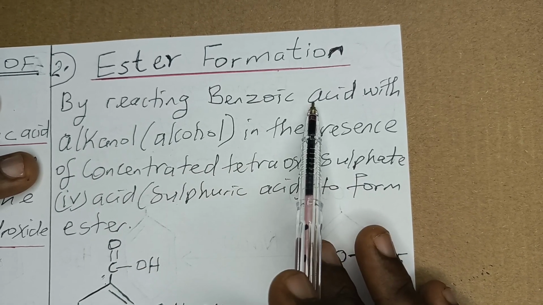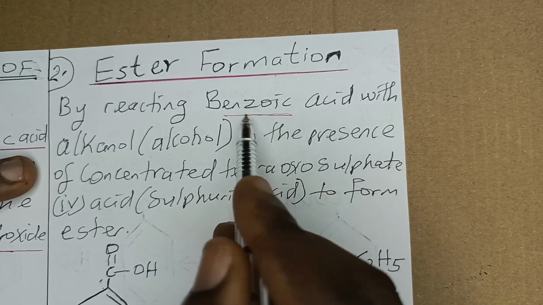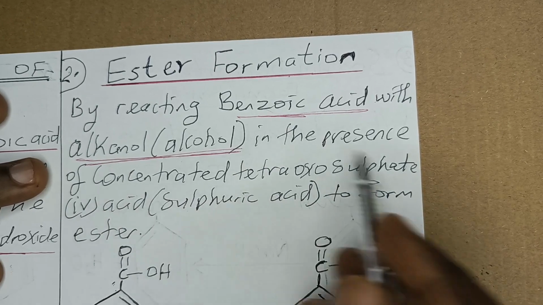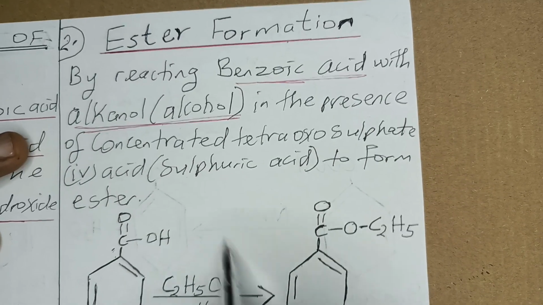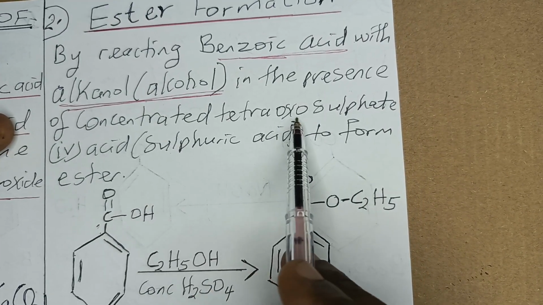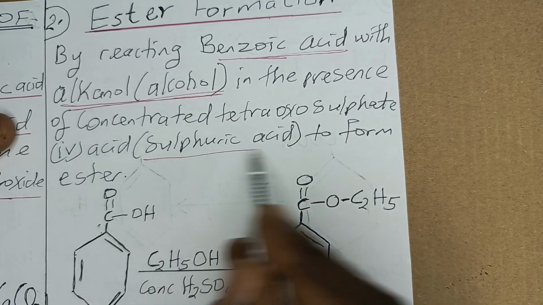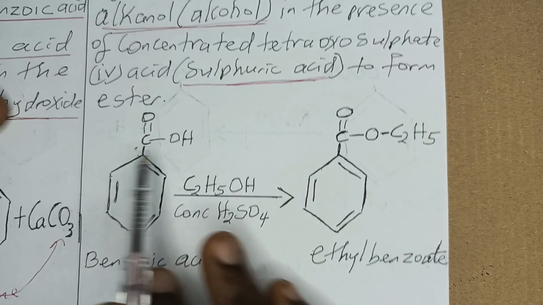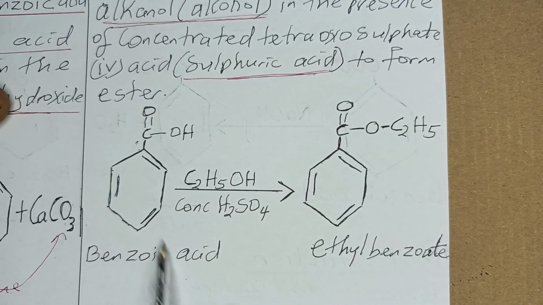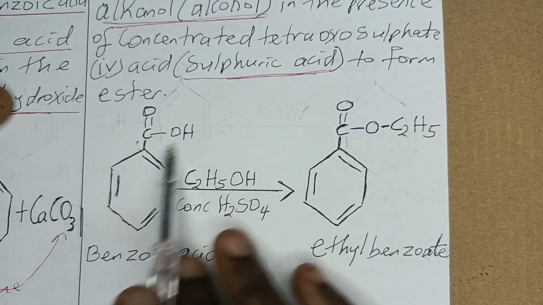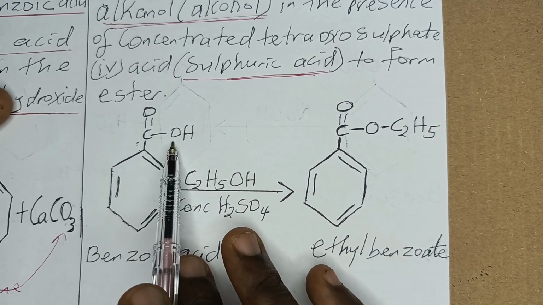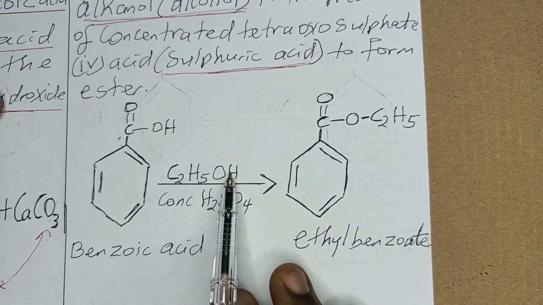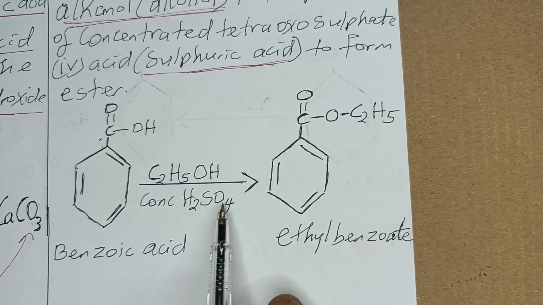From benzoic acid. So by reacting benzoic acid with alkanol, also called alcohol, in the presence of concentrated H2SO4, that's called sulphuric acid, to form ester. How does that happen? Let's check. This is benzoic acid with this carboxylic group. It reacts with ethanol in the presence of conc H2SO4.